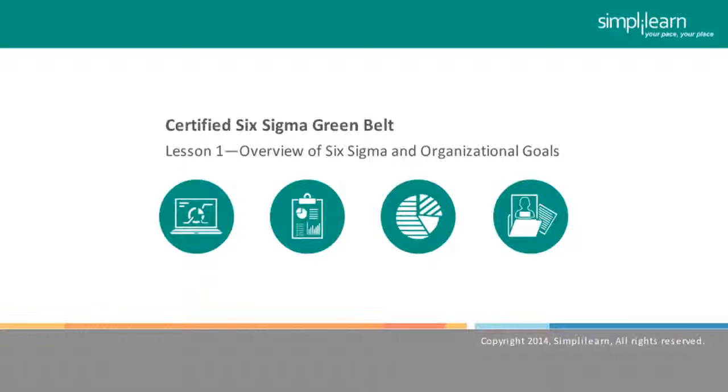Hello and welcome to the first lesson of the Certified Six Sigma Green Belt course offered by Simplilearn. This lesson provides an overview of Six Sigma and the organizational goals. Let us look at the objectives of this lesson in the next screen.